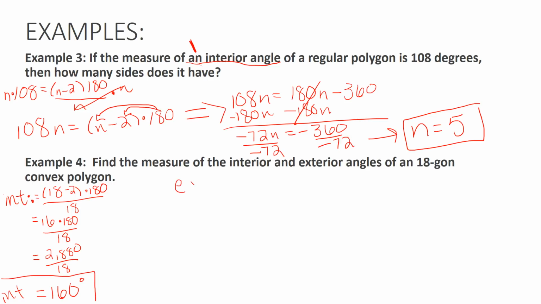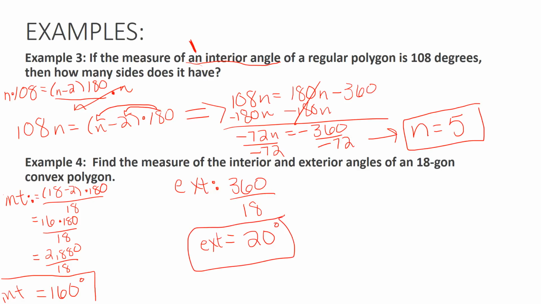If I want to do an exterior angle, I just need to take 360 divided by the number of sides. In this case, it'd be 18. And 360 divided by 18 is just 20 degrees. So an exterior angle measures 20 degrees in an 18-gon, and an interior angle measures 160 degrees in an 18-gon.